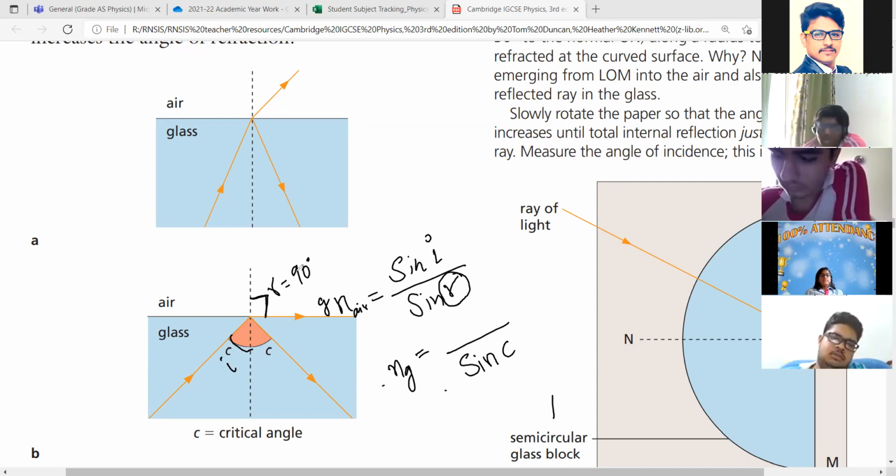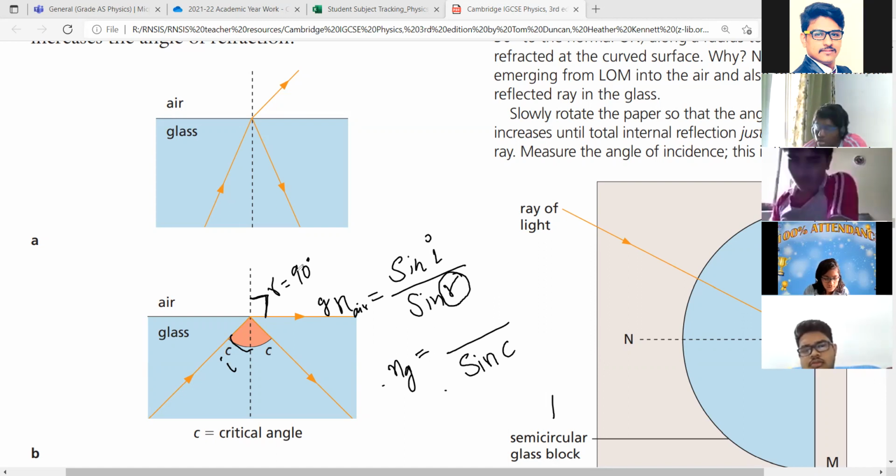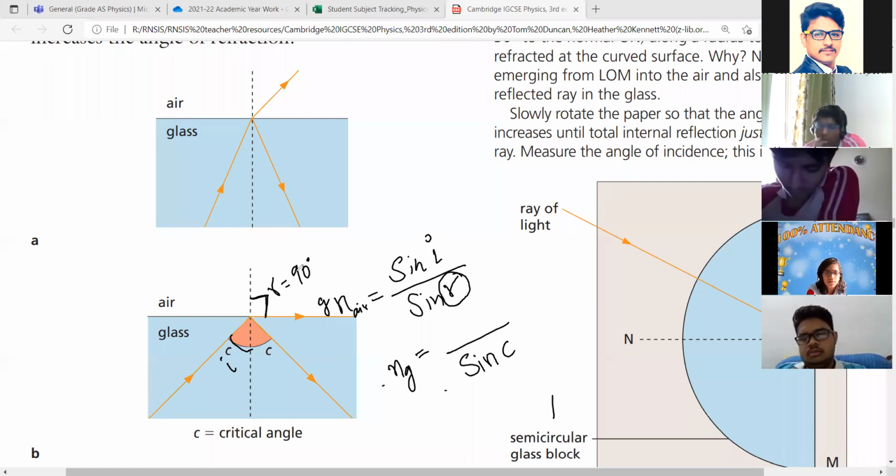Can anyone tell me with their calci? What is sine of 90 degrees, please? So 1. Yes. Please do it on your calci. Sine of 90 is 1. Anyone with a different answer, I will appreciate it.